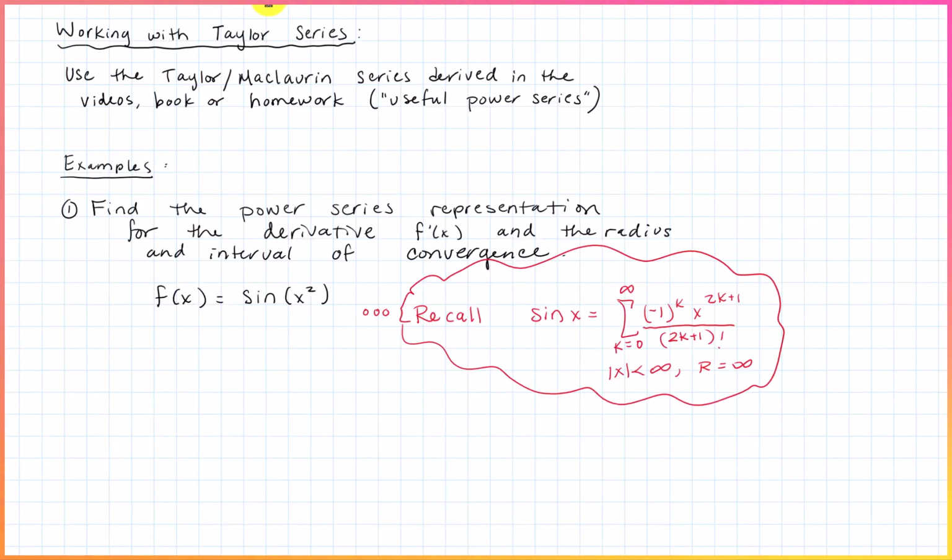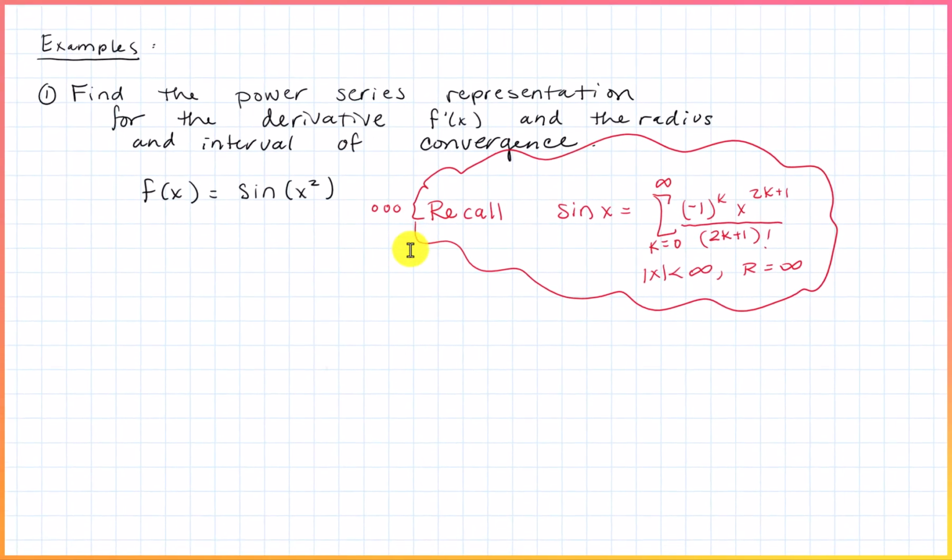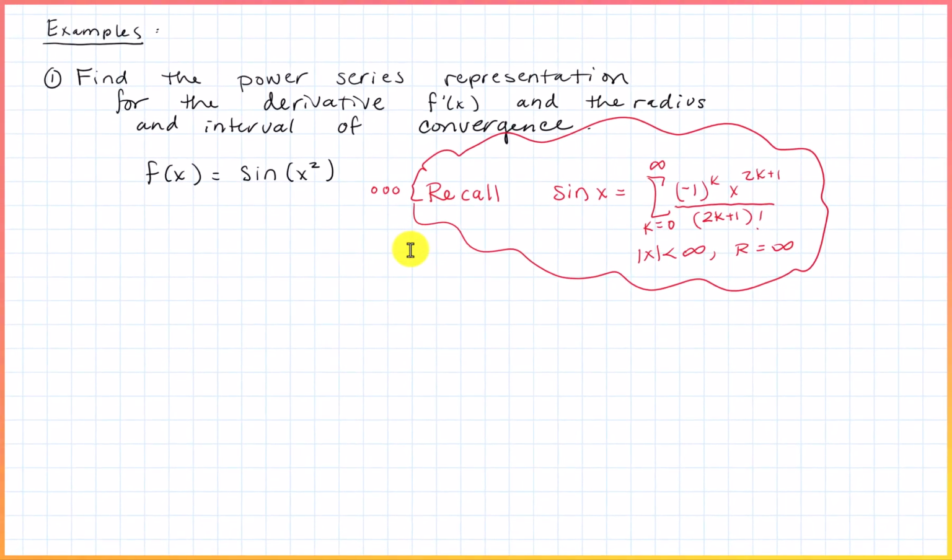So for all of these examples, we want to work with Taylor series, and we can use the known Taylor and Maclaurin series that have already been derived, and I reference them as our useful power series, the ones I just had projected on the screen. So for example, in this first problem, I want to find a power series representation for the derivative of the given function, f prime of x, and find the radius and associated interval of convergence. So we take a function, f of x, which is equal to sine of x squared.